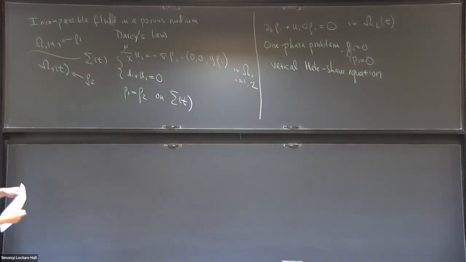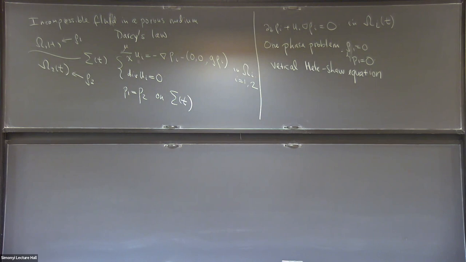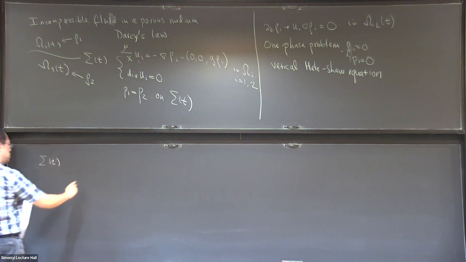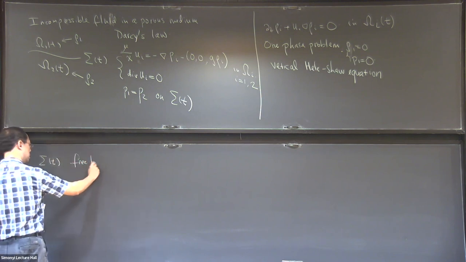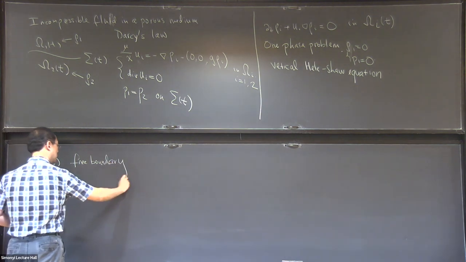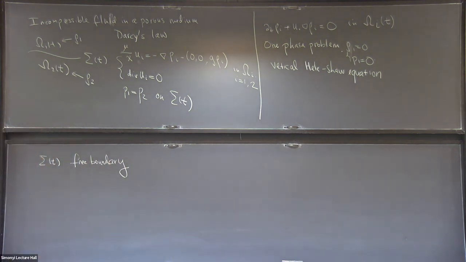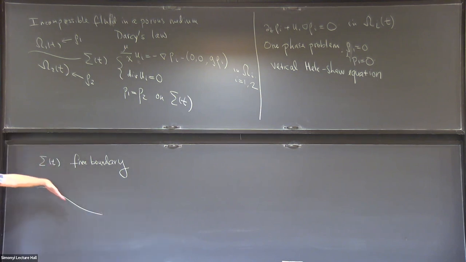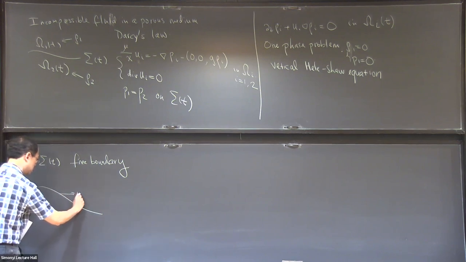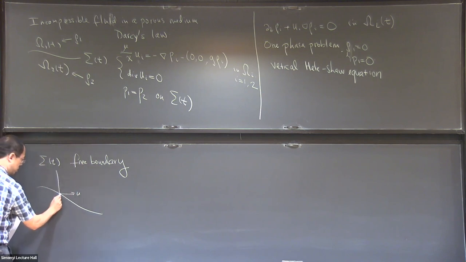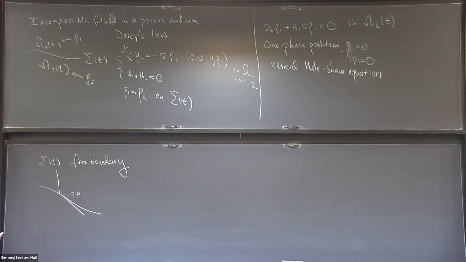Okay, so to study this equation, it is equivalent to study the interface of the problem. So let me denote sigma t to be the interface, the free boundary. So again, I use the picture. You know that if the velocity is in the tangential direction, then the interface does not move. So that means we need to decompose this velocity in the normal direction and also the tangential direction. So suppose this is the velocity, and we decompose it into the normal direction and the tangential direction.